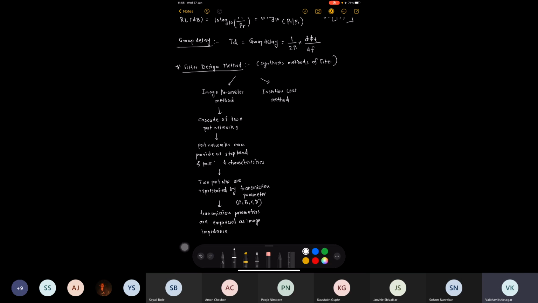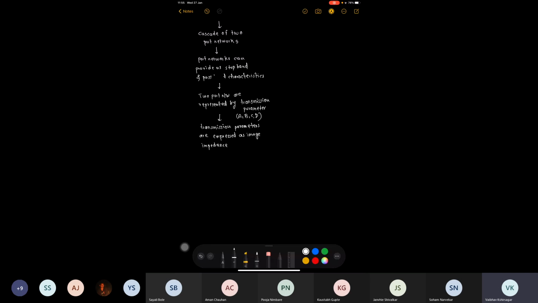So what is the image impedance? The image impedance is defined as the impedance of an infinite chain of identical transmission line sections. Here I will elaborate. Let us say this is a transmission line.